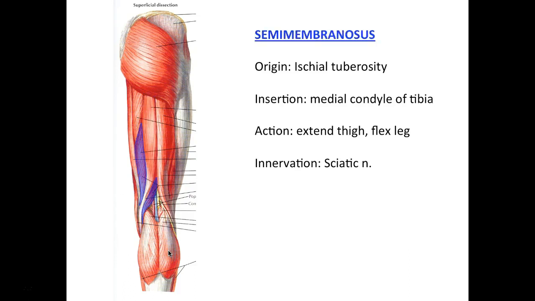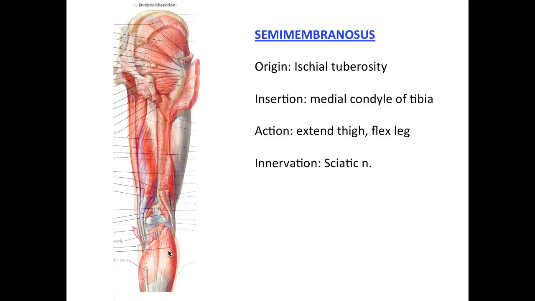Next we have semimembranosus, and this is another beautiful muscle because it has a great shiny membranous sheen to it, at least when you first dissect it. And it kind of lies deep to semitendinosus. And its origin is ischial tuberosity, but its insertion is medial condyle of the tibia. Its action will be to extend the thigh and flex the leg, and innervation is the sciatic nerve. I wanted to show you this image of semimembranosus so you can kind of see how much membrane it has upon it.